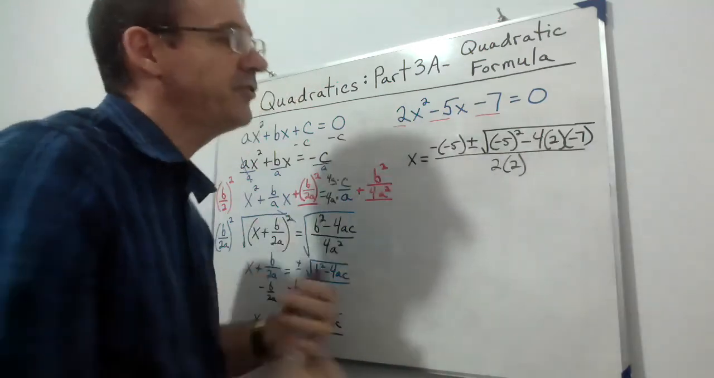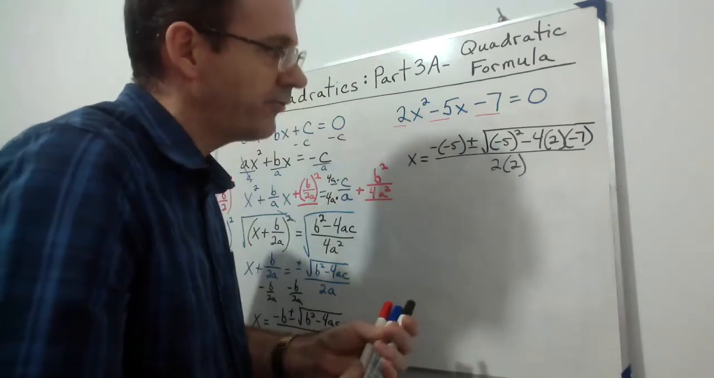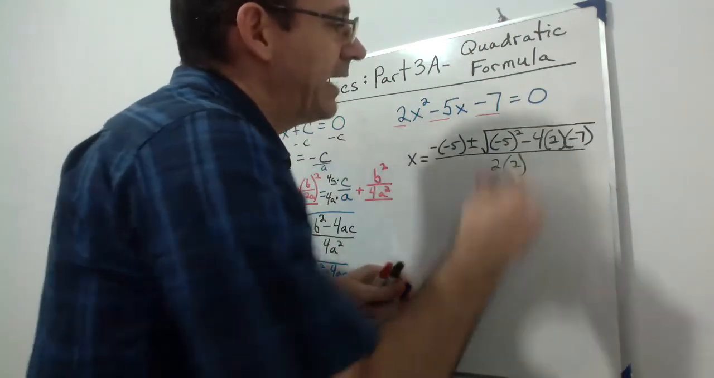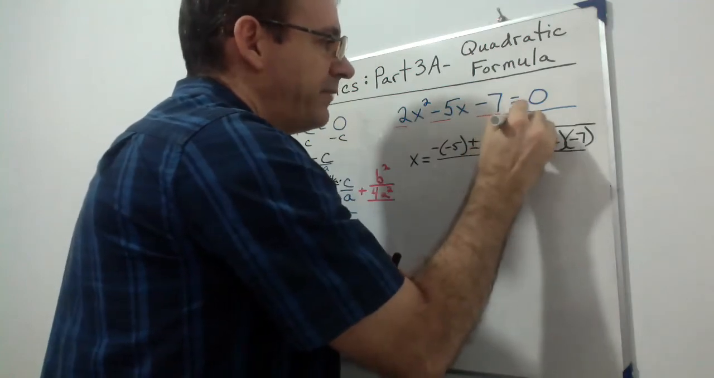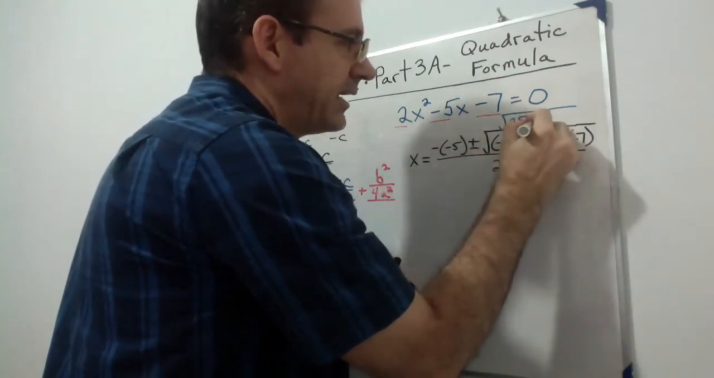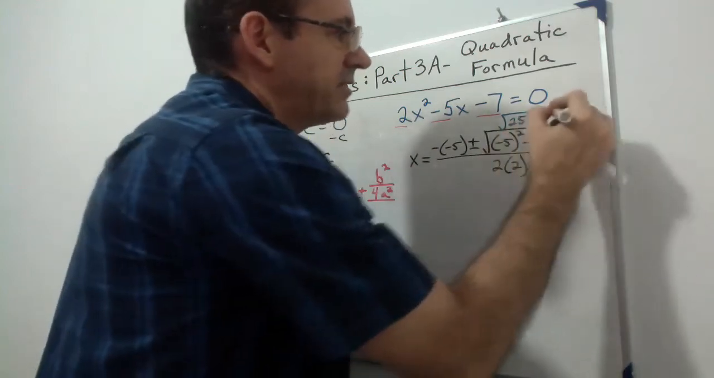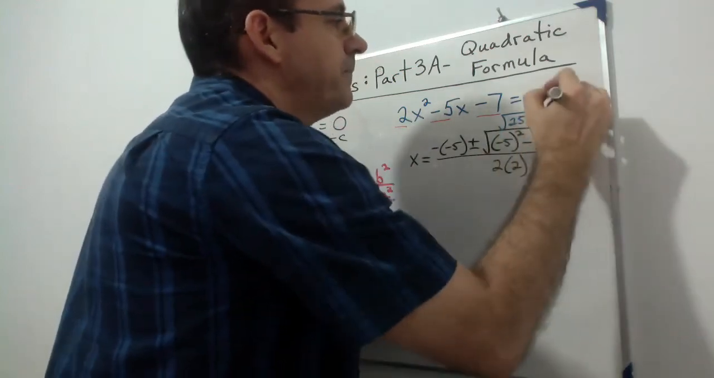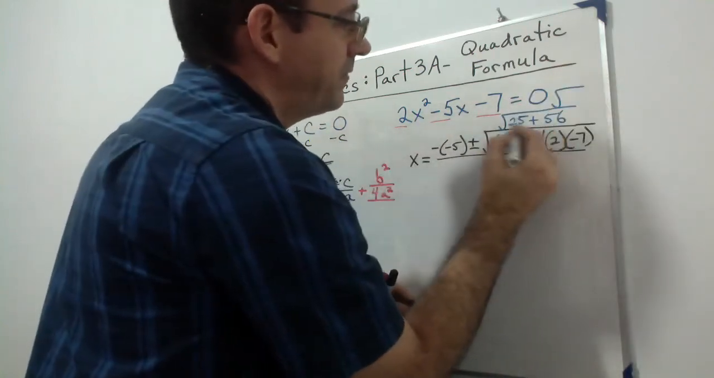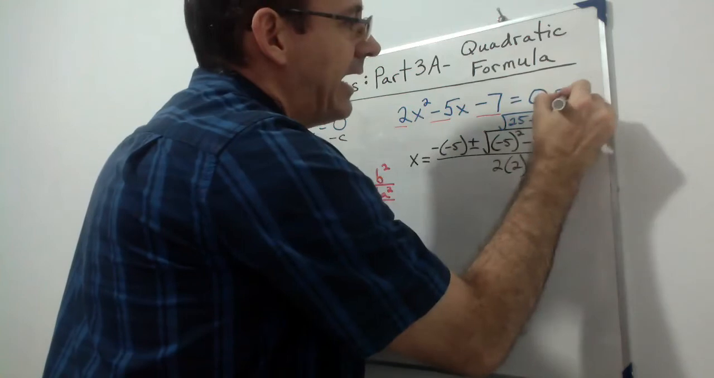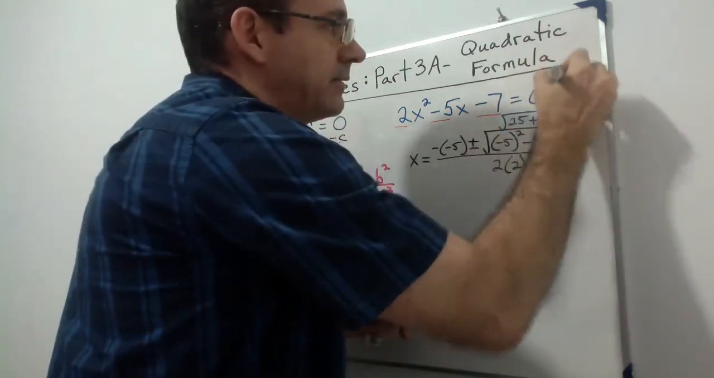So what I do is instead of writing this out over and over and over again, I simplify my radical just up here. So negative 5 squared is 25. Negative times a negative is positive. So 2 times 4 is 8. 7 times 8 is 56. And now as we simplify that further, 25 plus 56 is 81, which comes out to 9.